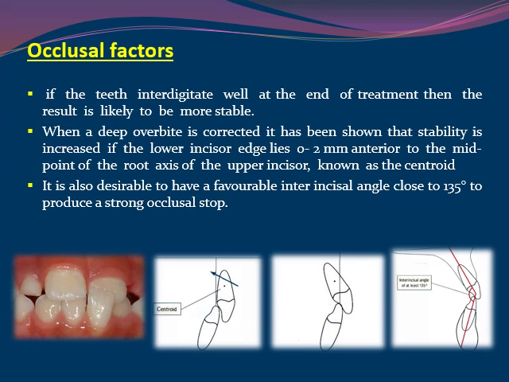Also, it is suggested to get more stability after correction of the bite. The lower incisal edge of the lower incisor should be 0 or 2 millimeter anterior to the centroid point. This point is called centroid, representing the midpoint of the root axis of the upper incisors. When the lower incisal edge is about 0 or 2 millimeter anterior to this point, we get more stability to prevent relapse of the deep overbite.